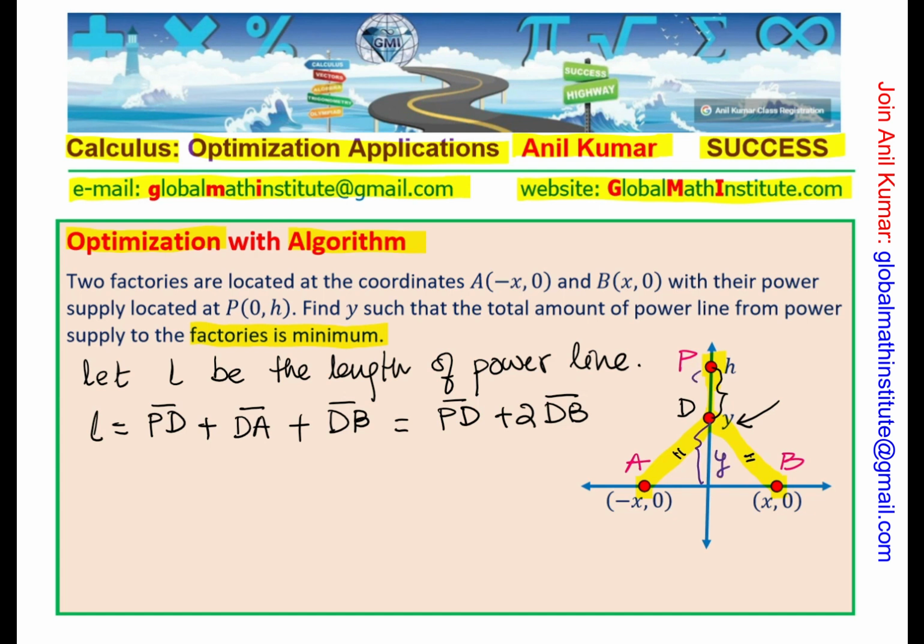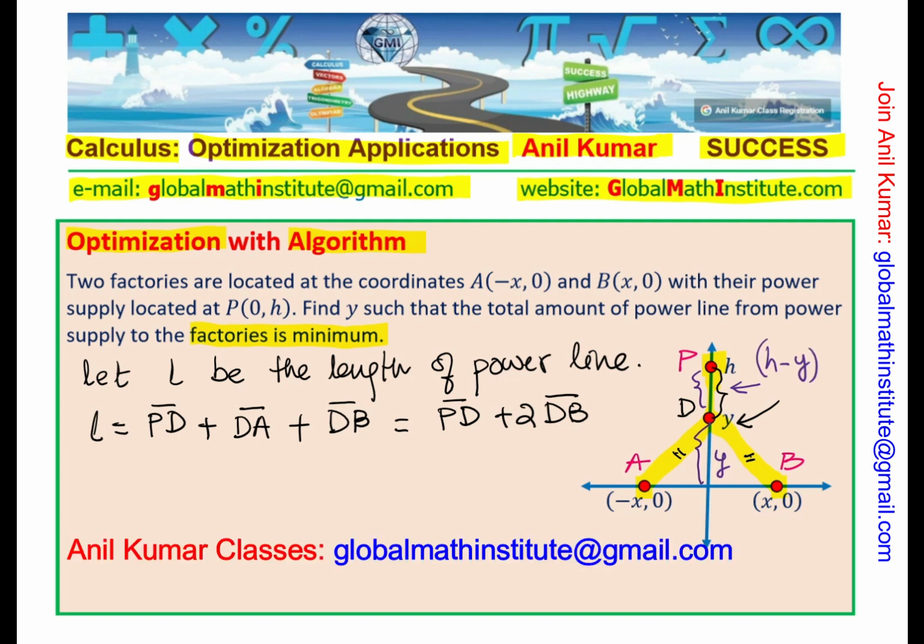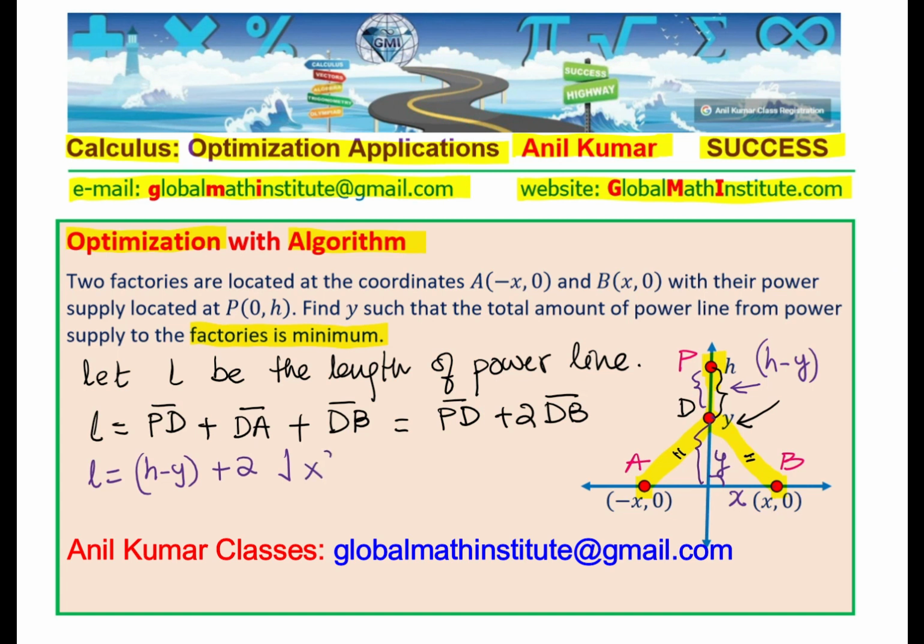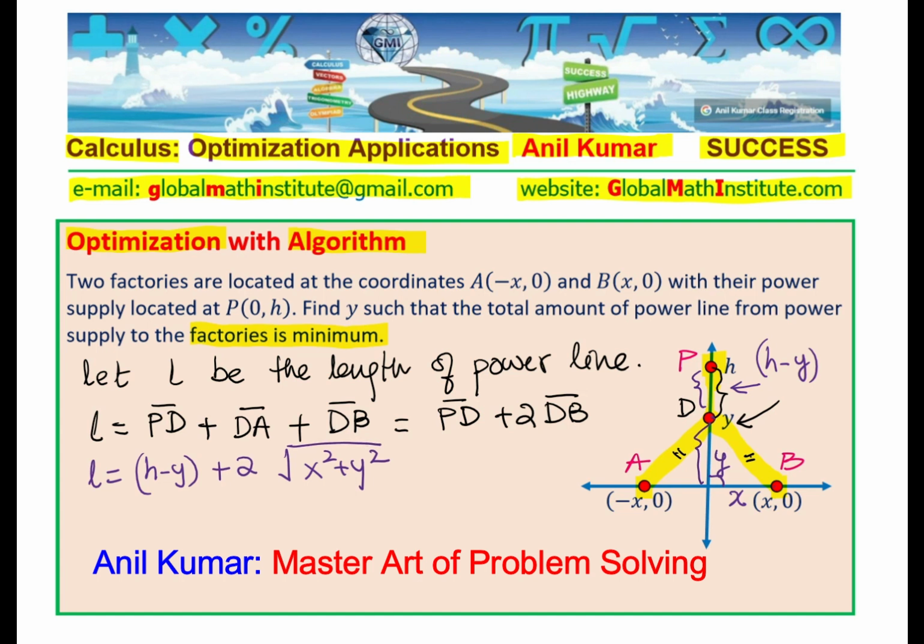So what is from P to D? Well, from P to D, this length will be h minus y. Makes sense, right? So we can write this L as P to D, which is h minus y, right? Plus 2 times D to B. As you can see, this length here is x and y and makes a right angle triangle, and therefore this is the square root of x squared plus y squared. Makes sense? Since it is x units away. So we got a relation now.